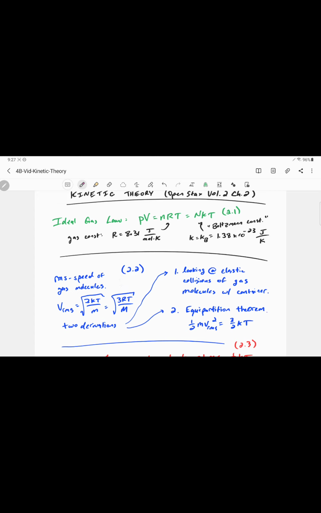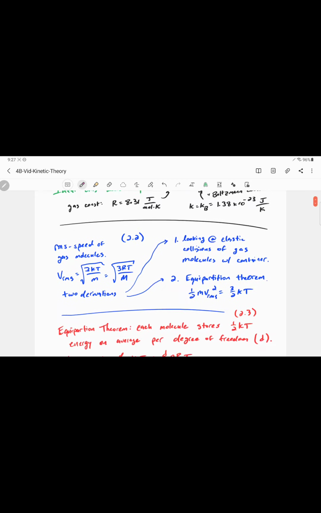Your book, and actually in lecture, we're going to talk about this. Classically, you could derive this just by considering elastic collisions of molecules against a wall, defining pressure by keeping track of momentum differences, and that's average force on a wall, etc., and then turning that into pressure. A more elegant and useful derivation of this is using something called the Equipartition Theorem.